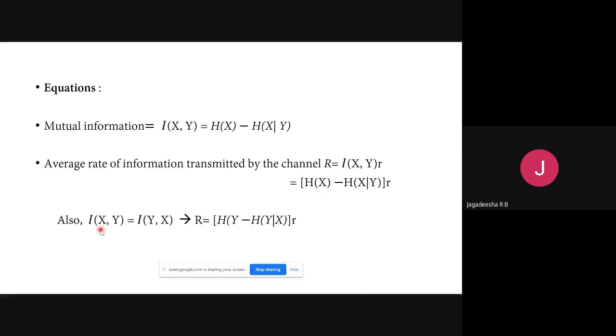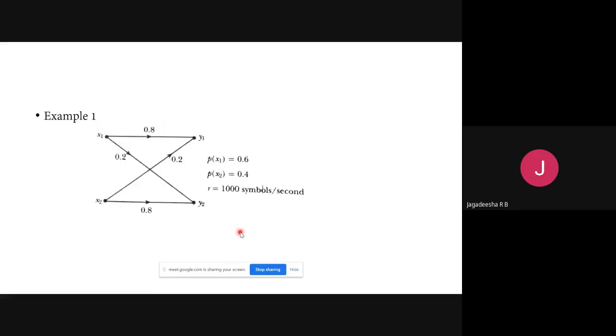But also we have a property that the mutual informations are equal, for input as well as output. So we can also write the average rate of information R for Y X. That is nothing but the entropy of Y minus the conditional entropy of Y, multiplied by R. That is based on this equation here. Since the mutual informations are equated here, we can also write the average rate of information R the same, similar to the output.